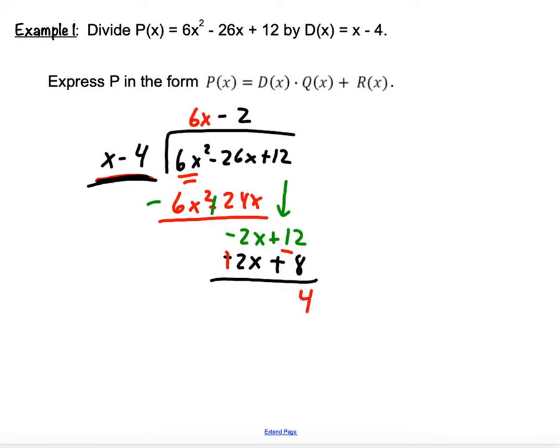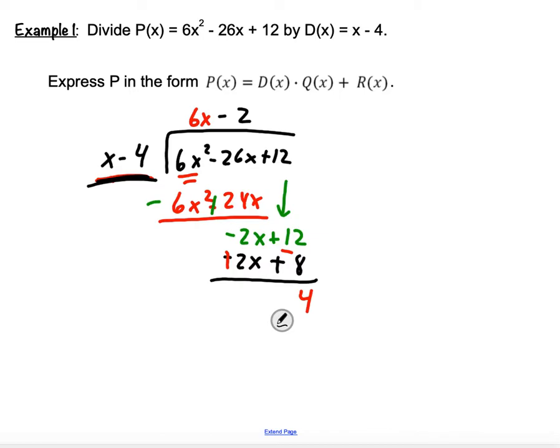All right. We are stopping there because the power of x in the 4 is zero; there isn't an x left in there. So x minus 4 cannot go into 4. So we are finished. So let's go ahead and write it out.